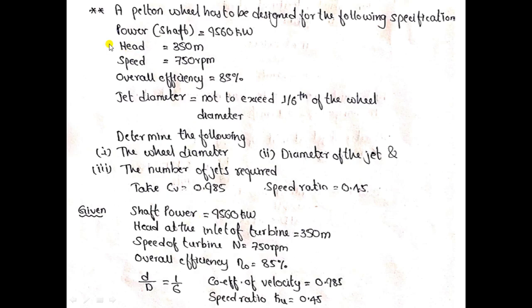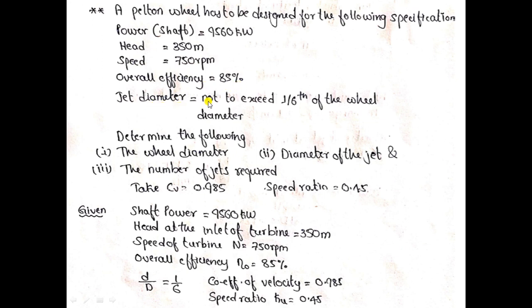Coming to another problem, a Pelton wheel has to be designed for the following specification. Shaft power is given, that is 9560 kilowatts. Head is given 350 meters. Speed is given 750 rpm. Overall efficiency of the turbine is given 85%.